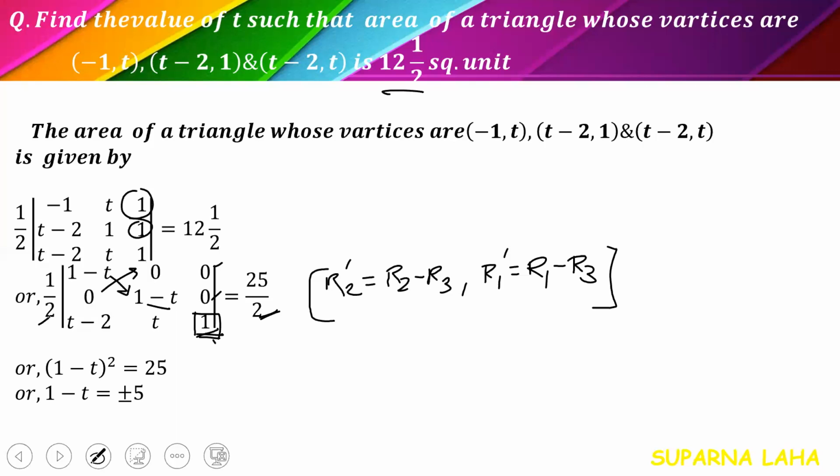If we take this plus 5, what is T? T is minus 4. And if we take minus 5, T is 6. So either T is 6 or T is minus 4. That is the answer.